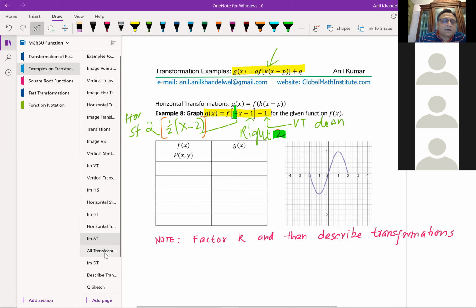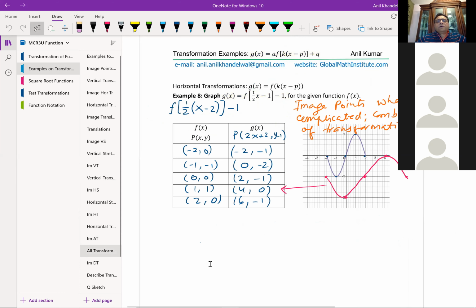So here is our solution to the same thing. The very first thing which should be done is factor half out. Once you do this factoring, then you proceed forward and you write the points. Horizontally, the x value will be multiplied by 2 and added by 2, not 1. And as far as y is concerned, just take away 1 and sketch your graph, right? Read the key values from the graph itself and then plot it.